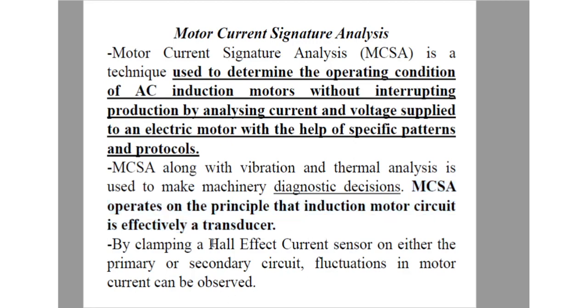So, whenever we are interested in measuring the fluctuations in the motor current, we have to use the Hall effect current sensor. It is a current sensor, and whenever there is a change in motor current, this can be observed with the help of the Hall effect current sensor. I hope you understood vibration signature analysis and motor current signature analysis. These are the ways of condition monitoring of the induction motor.